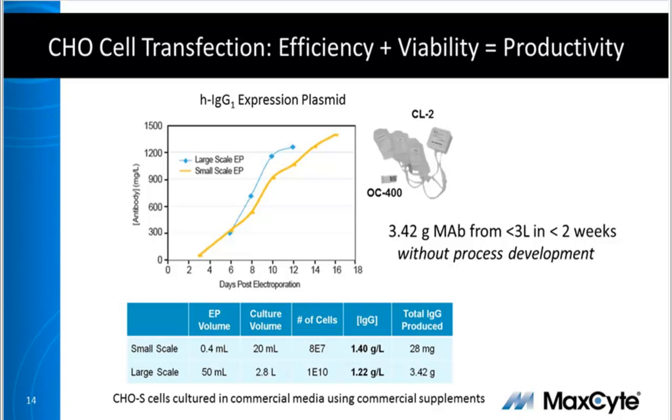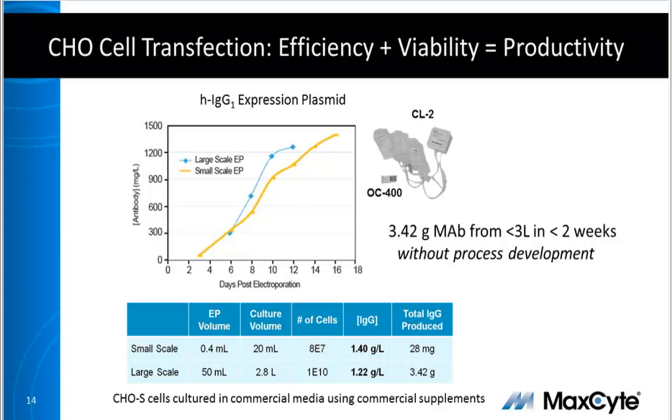As I just showed you, Maxcyte's technology can transfect CHO cells with nearly 100% efficiency while maintaining greater than 95% cell viability, which are much higher than what is typically achieved with other transfection methods. Our high levels of CHO transfection efficiency and cell viability translate into a high level of productivity. In the experiment on this slide, you can see that titers of more than 1 gram per liter were achieved following electroporation of CHO-S cells with a bicistronic plasmid encoding human IgG1 heavy and light chain proteins.